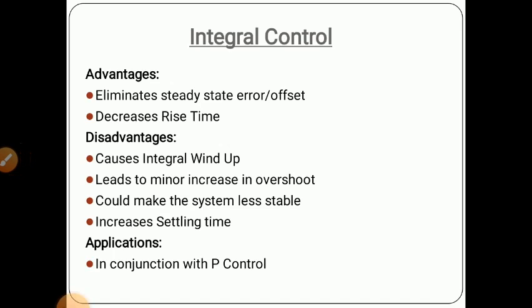The advantages of integral control action are that it eliminates steady state error or offset, and it decreases rise time. What are the disadvantages? It causes integral wind up, it leads to a minor increase in overshoot, it could make the system less stable, and it increases settling time. Its application is that we can use it in conjunction with a P controller. So these are some advantages and disadvantages of integral control.